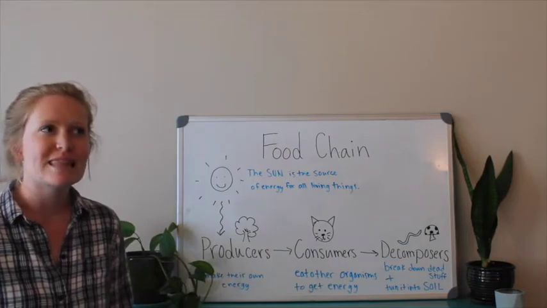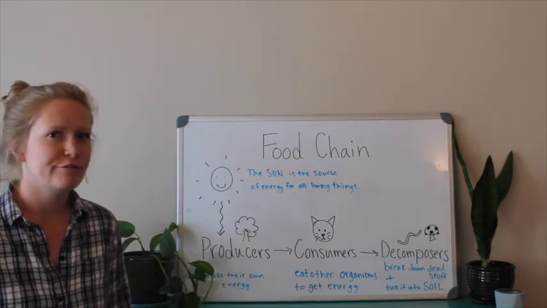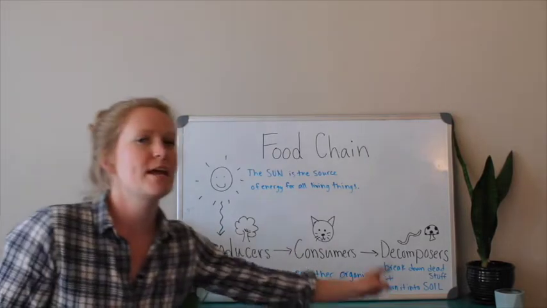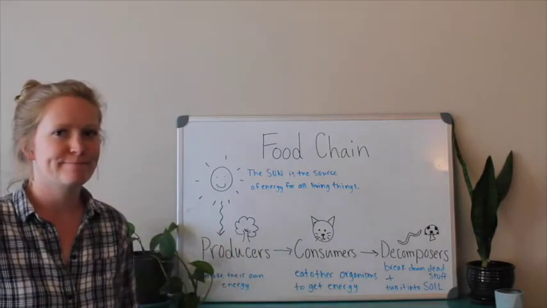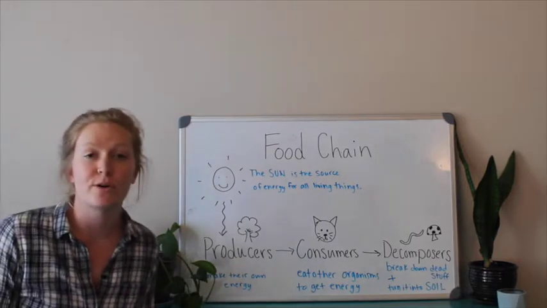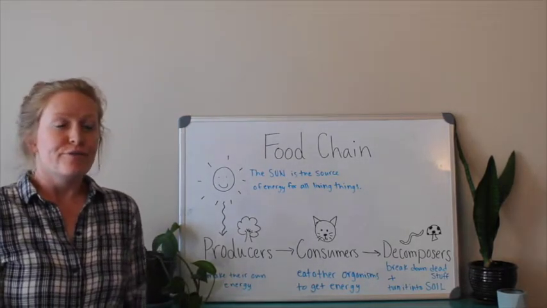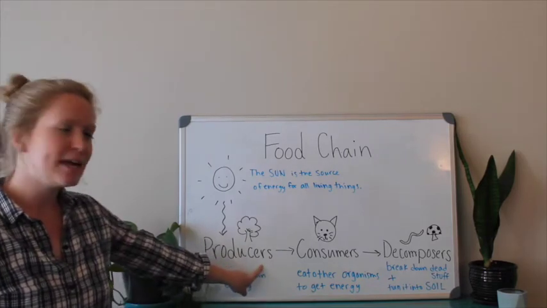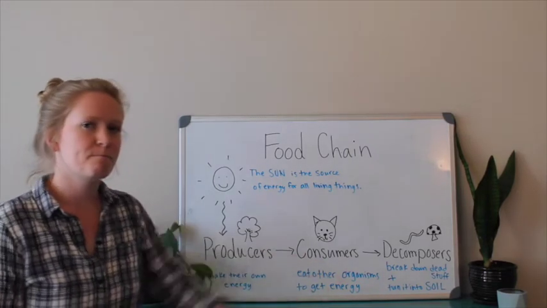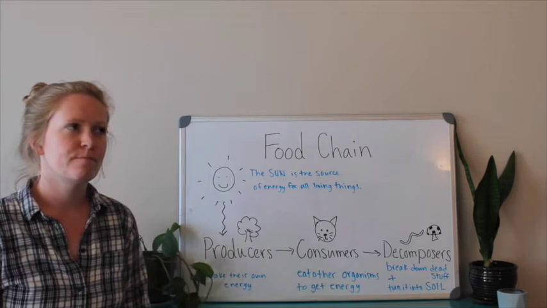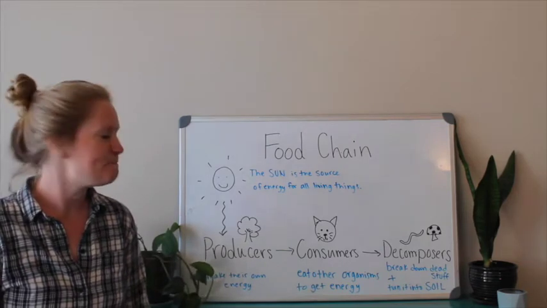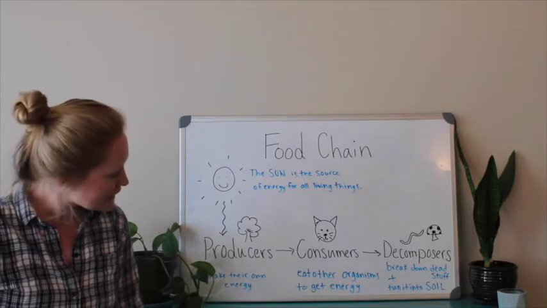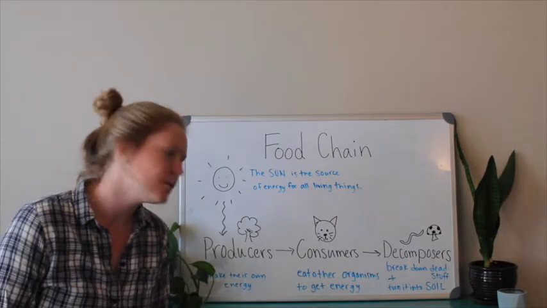Now take a minute and think of an example of a food chain that has a producer, a consumer, and a decomposer in it. Okay, I have a couple more questions for you guys. First off, can a producer eat a consumer? Think about that for a minute. Can a producer, can a plant eat a consumer or an animal?